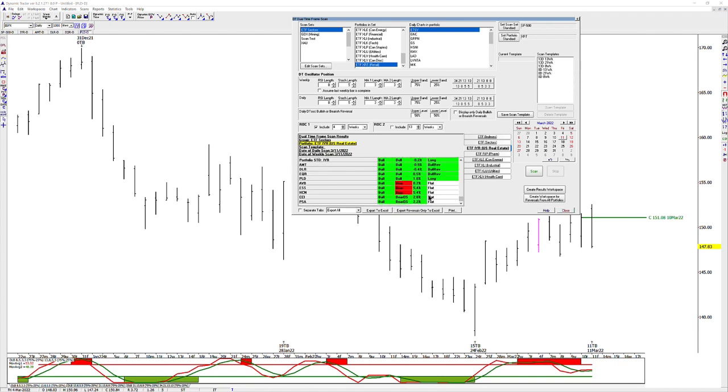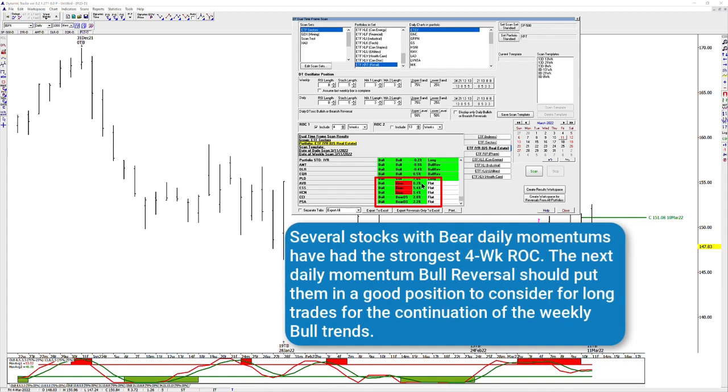What you might want to be prepared for is, while these last four have their weekly momentums bullish, their dailies are bearish. Look at the relative strength on the 4-week rate of change, how much stronger they are than even these others, which have just made their daily momentum bull reversals. So on any day that they make a bull reversal, these will be fantastic candidates on the long side, just based on the dual time frame weekly daily momentum scan.